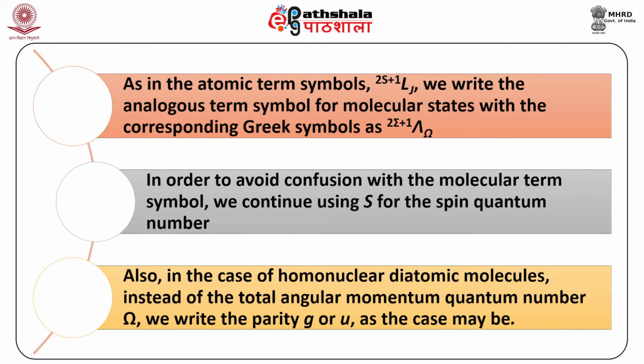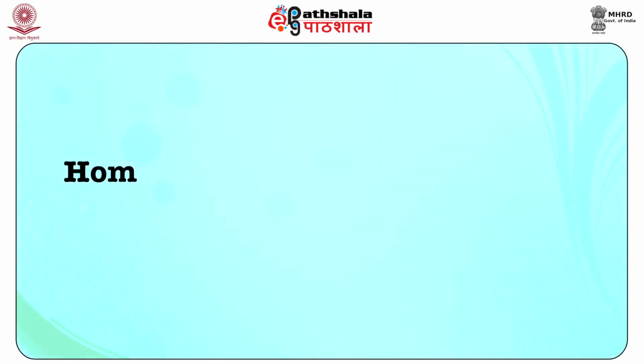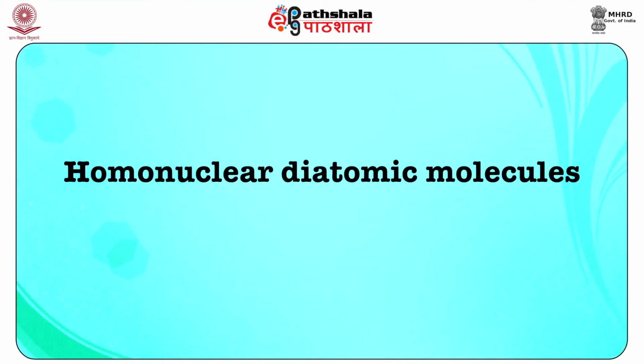Also, in the case of homonuclear diatomic molecules, instead of the total angular momentum quantum number Ω, we usually write the parity g or u as the case may be, because you know that homonuclear diatomic molecules have a center of symmetry. So, we will first discuss the homonuclear diatomic molecules. We will take up some examples of homonuclear diatomic molecules.